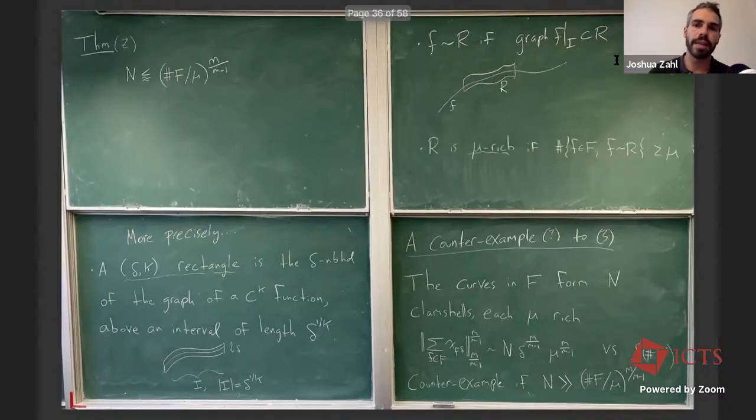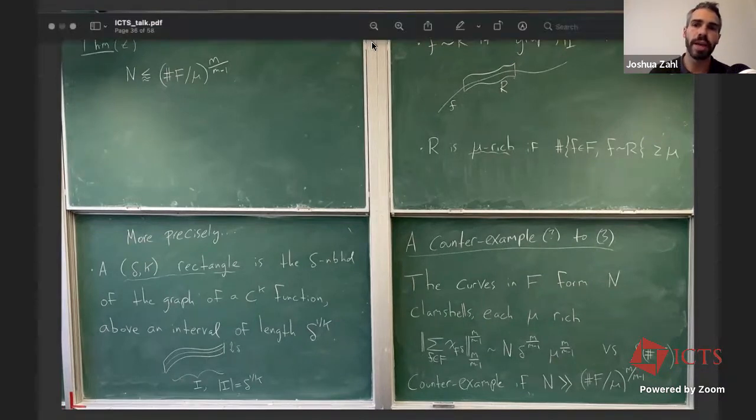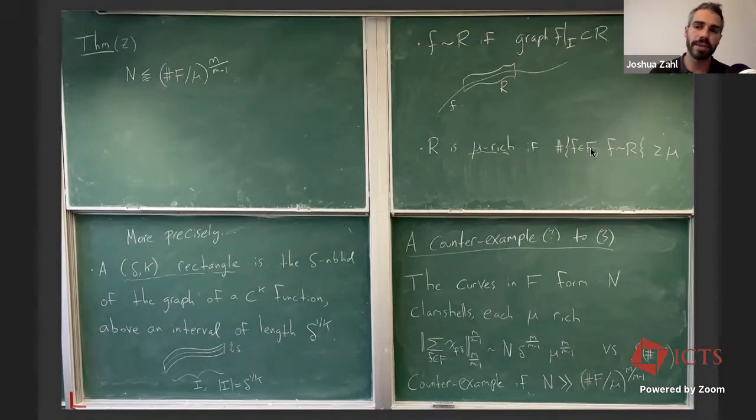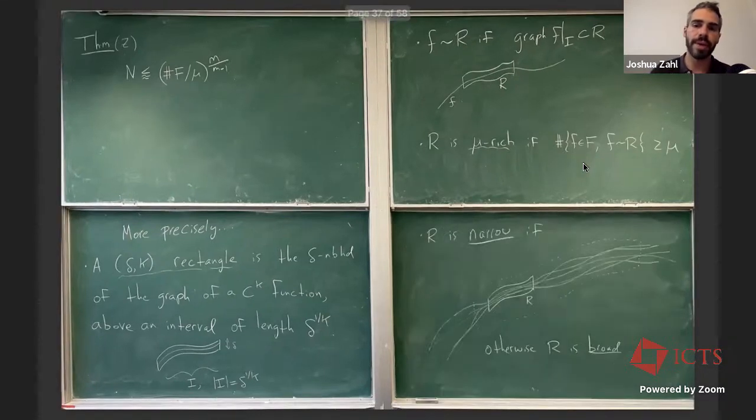And I say that a rectangle is mu rich for some integer mu if, well, okay, so I have this collection capital F of functions. So to be mu rich is with respect to a collection of functions, capital F. So if there are at least mu functions in capital F, each of which is tangent to R, then I say that you're mu rich. So the richness of a rectangle is the number of functions that are tangent to it. And I say that a rectangle is narrow.